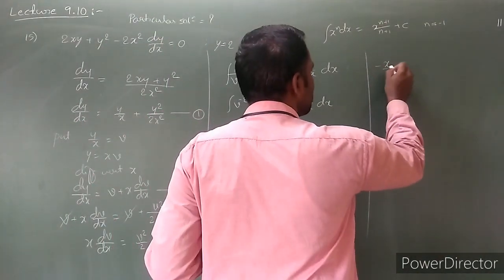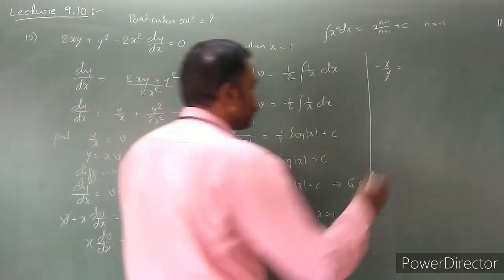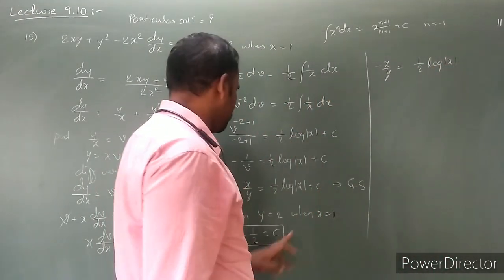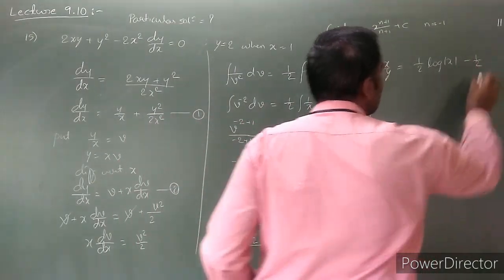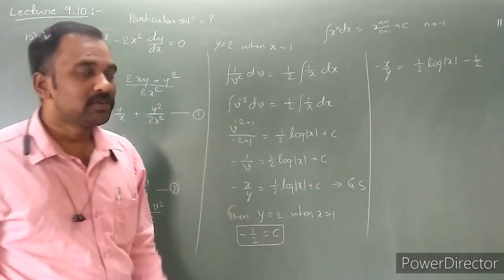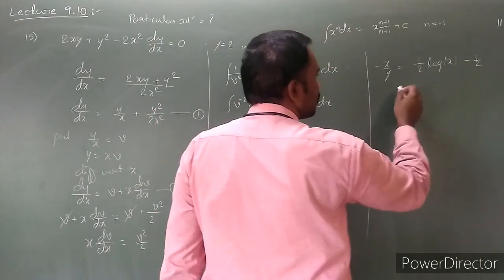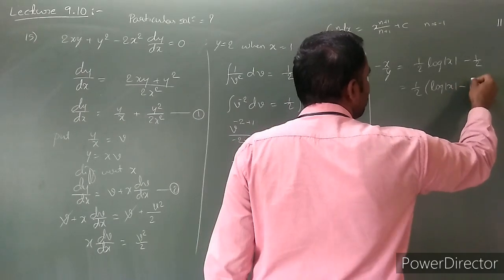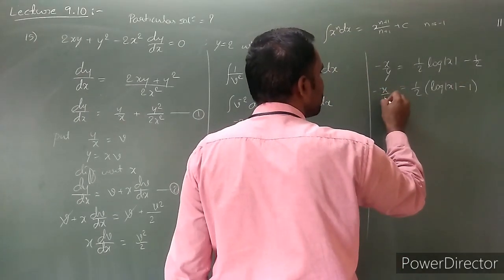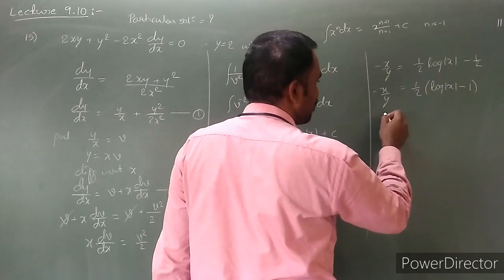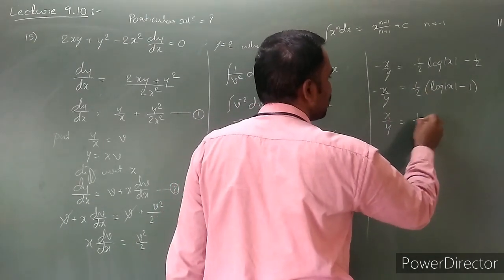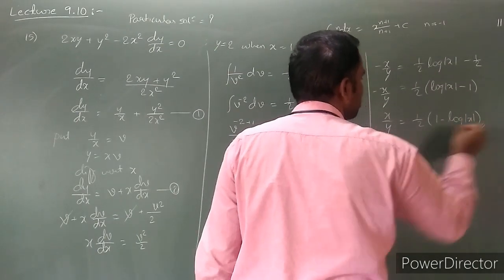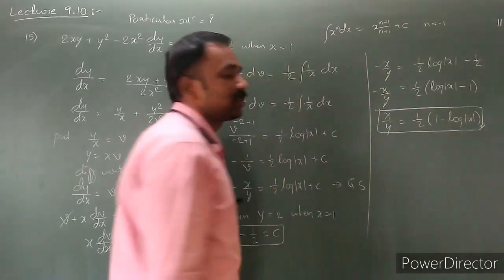Then replace that c into the general equation. What do we get? Minus x by y is equal to 1 by 2 into log of mod of x, and the c value is minus 1 by 2. We can take the 1 by 2 outside, so we can write log of mod of x minus 1. Here, minus x by y, or we multiply the minus into the right hand side: 1 by 2 into 1 minus log of mod of x. This is the required solution.